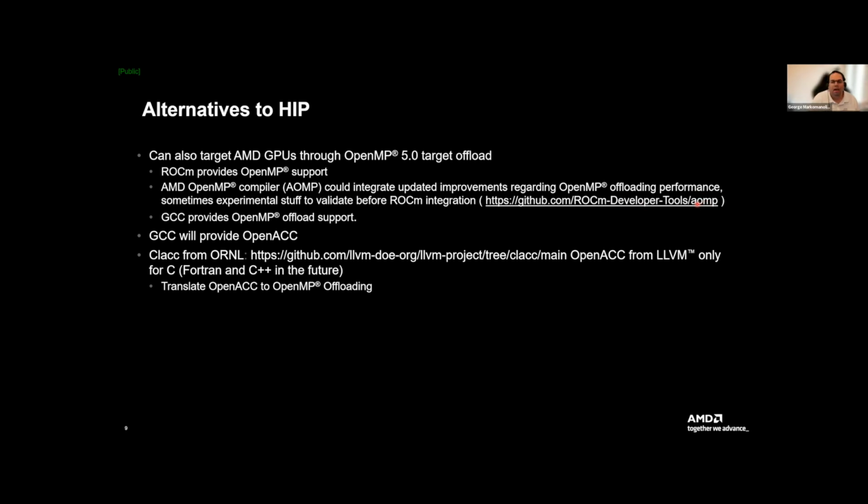Okay. GCC provides OpenMP offload support. It's coming also to our GPUs. GCC will provide OpenACC, though to what extent we'll see. I have tested more for fun Clacc from Oak Ridge. This is OpenACC for LLVM, only for C. Fortran and C++ in the future, but I don't know the timeline. It translates OpenACC code to OpenMP offloading, so they have some functionality to translate the code. In some toy examples, it was working, it was not bad.